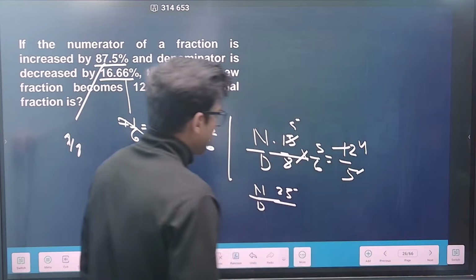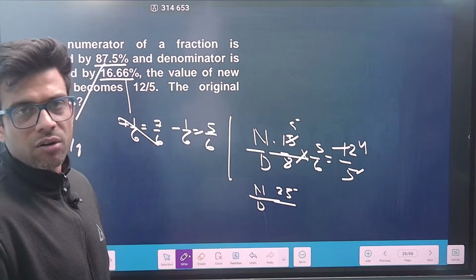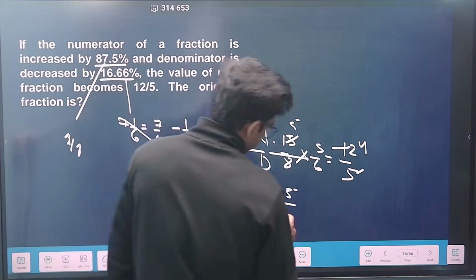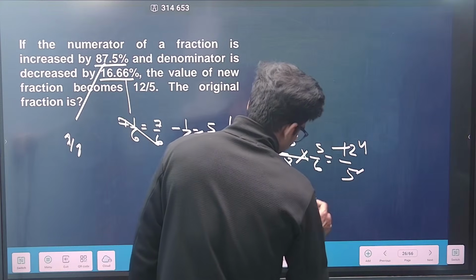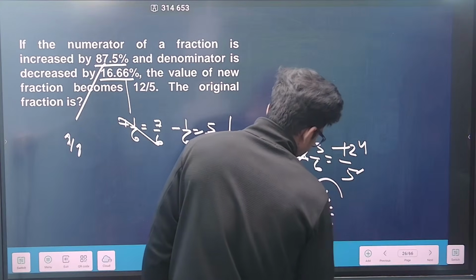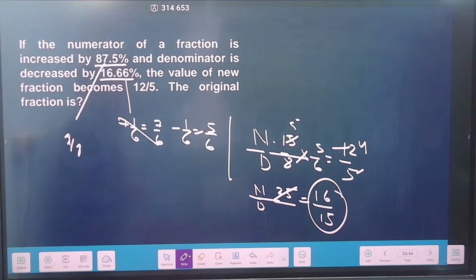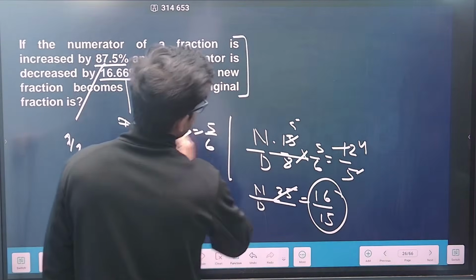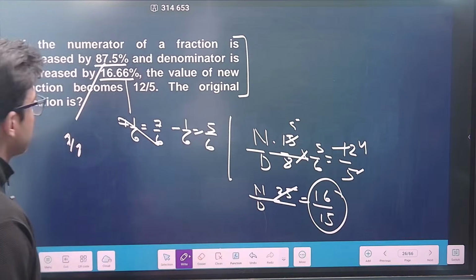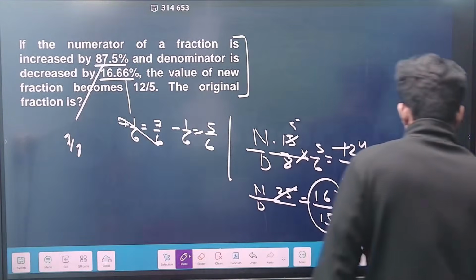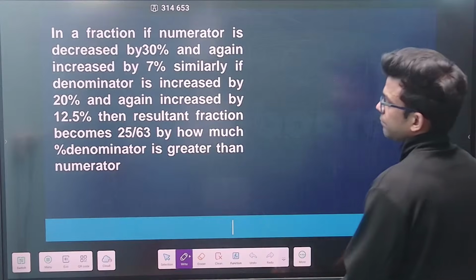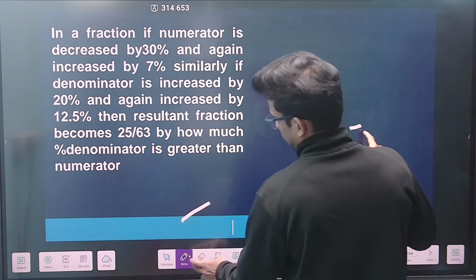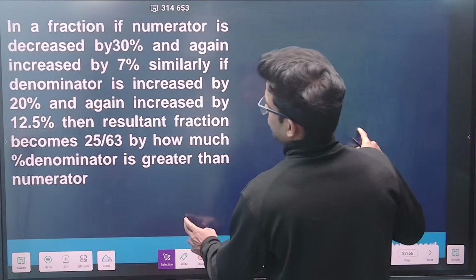Yeah, I'll give the options, but not right now. It would be how much? That numerator would divide with 16 by 15. Mine is 16 by 15. Just check it out. Is it coming like 16 by 15? I would say so, yes. And this is one of the previous year questions, everyone. Let's come to the next one. Try this.